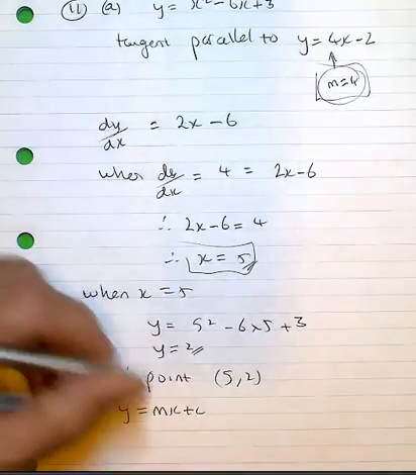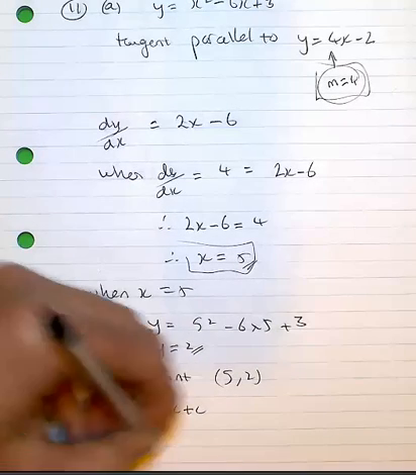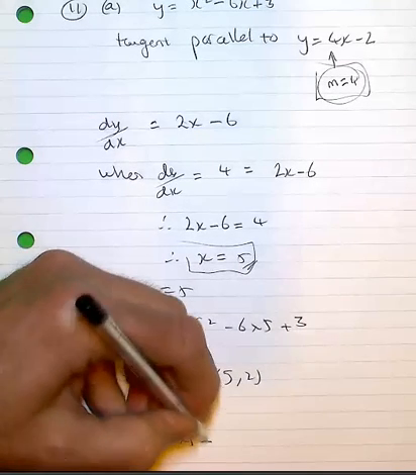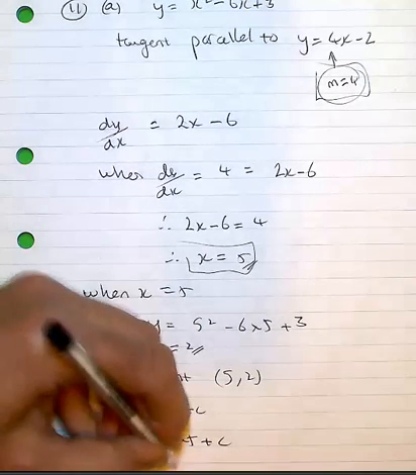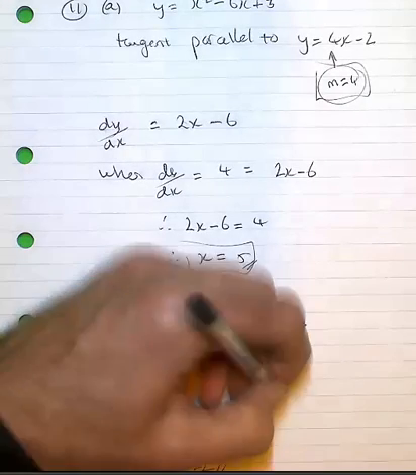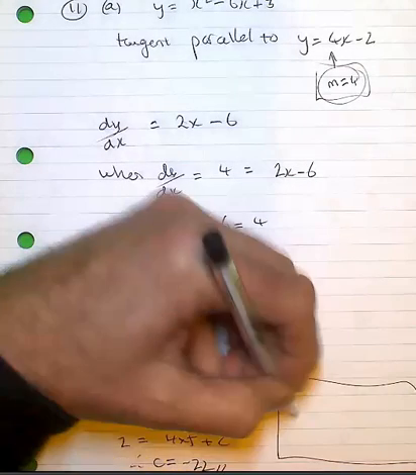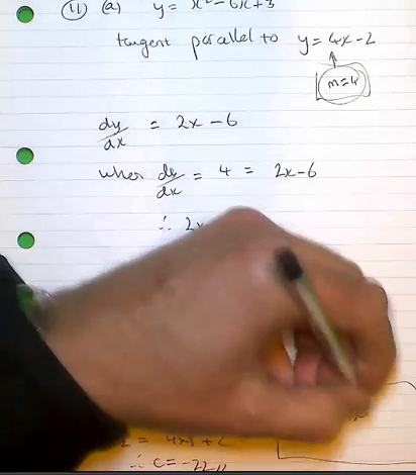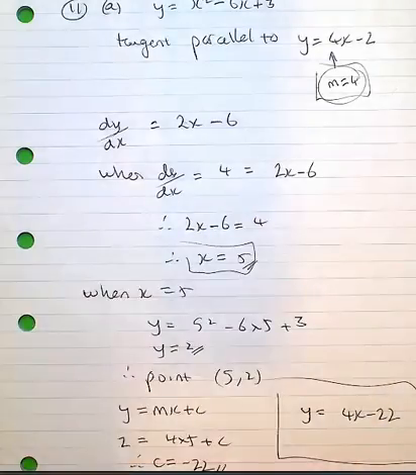y is equal to mx plus c. c is equal to negative 22. And my answer therefore becomes y is equal to 4x minus 22.